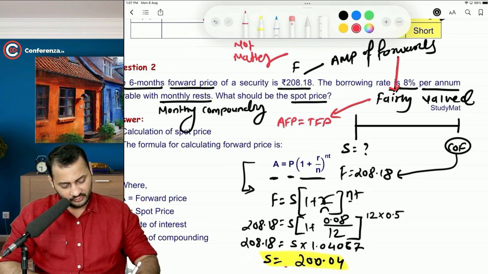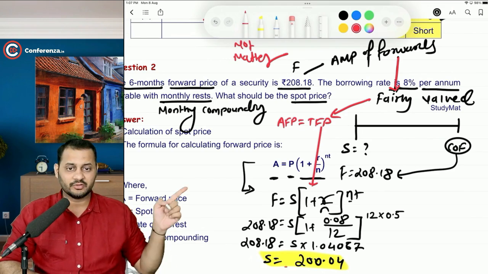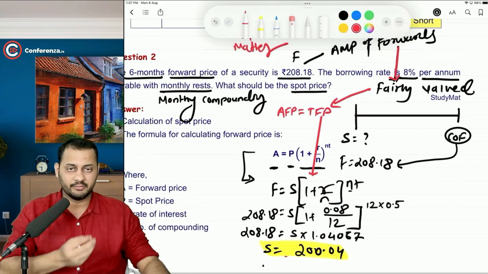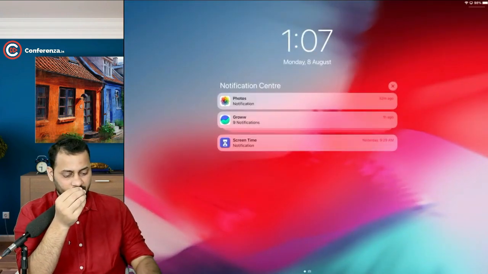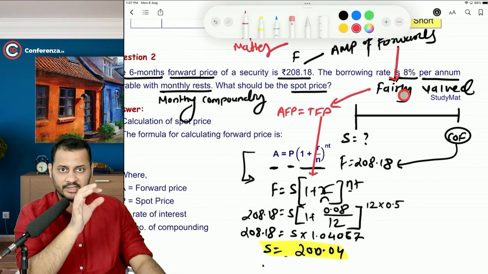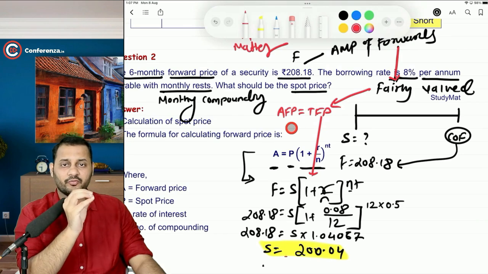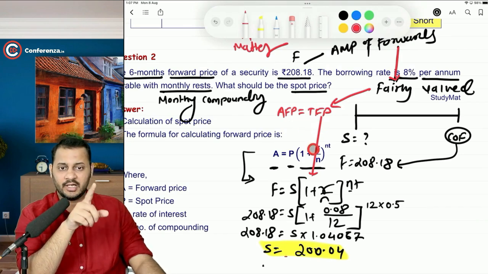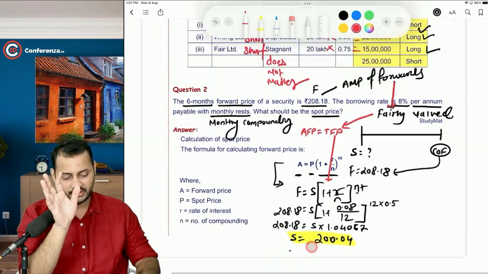And then you can calculate the theoretical forward price through this formula and put the values of actual forward price in place of theoretical forward price. So this is what the meaning is. When we say the forwards are fairly valued, that is, properly valued or correctly valued, then we can say actual futures price is equal to theoretical futures price, right? And then you can use this formula to calculate the spot rate.